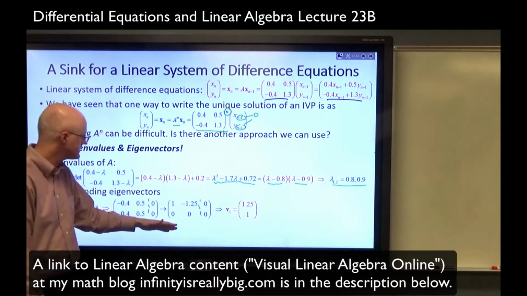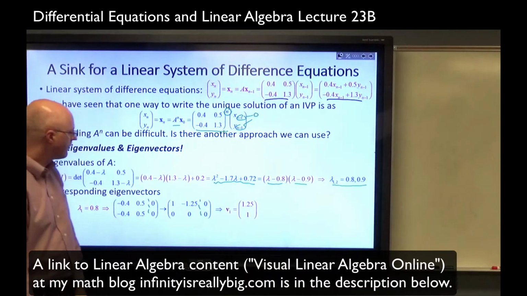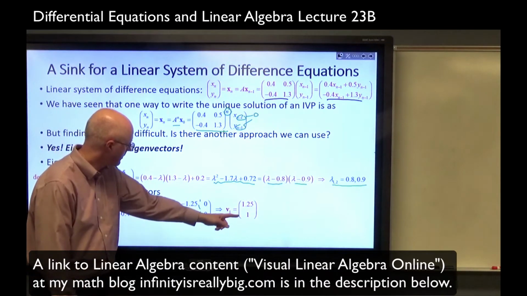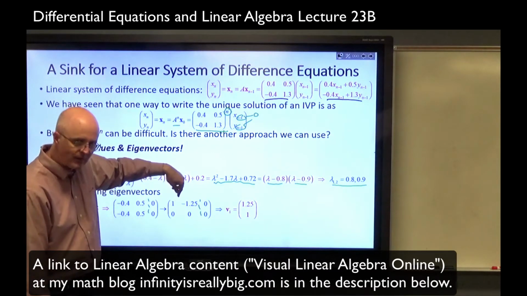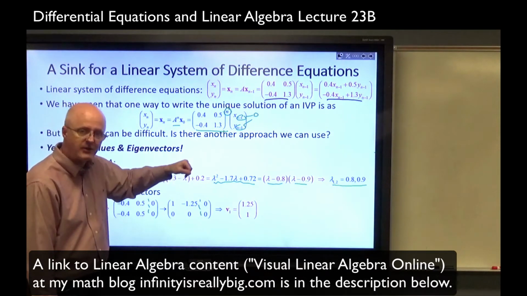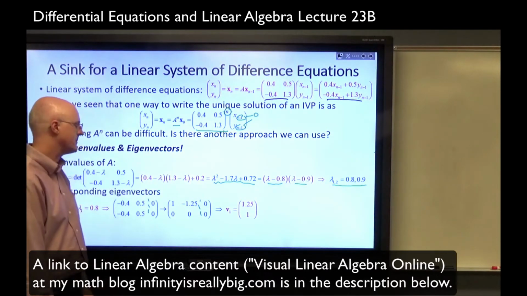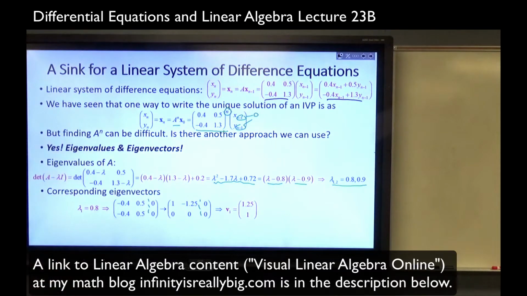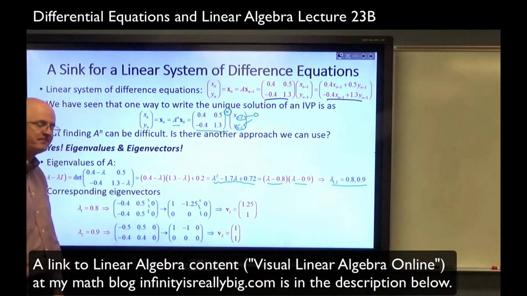We get a row of zeros. And if you think of y as a free variable and set it equal to 1, this line means when you add 1.25y to both sides, x would be 1.25 times y, so you get a 1.25 up there, or 5/4. With the eigenvalue 0.9, check the calculations here, you get an eigenvector of 1, 1.